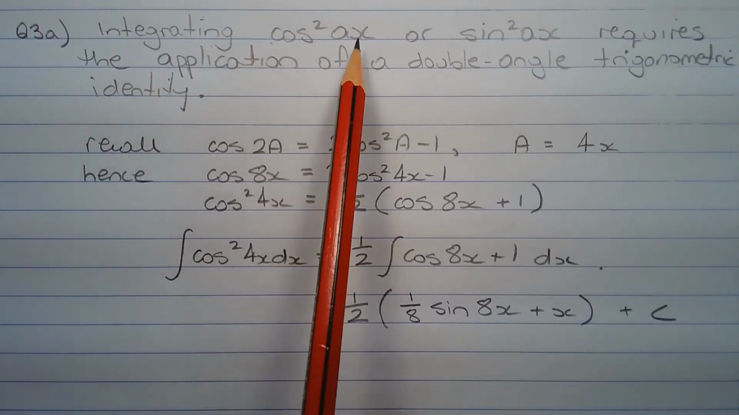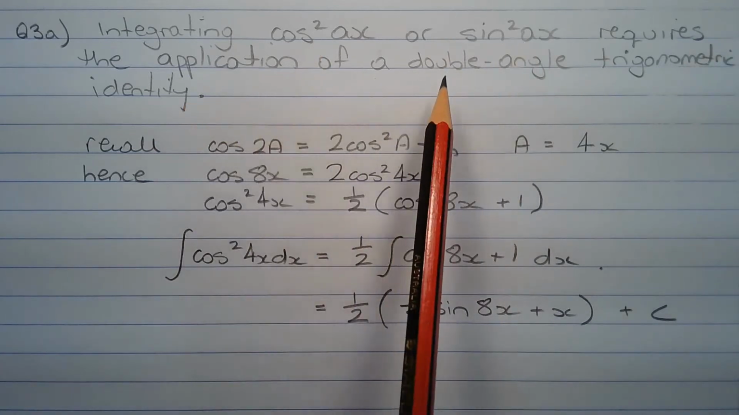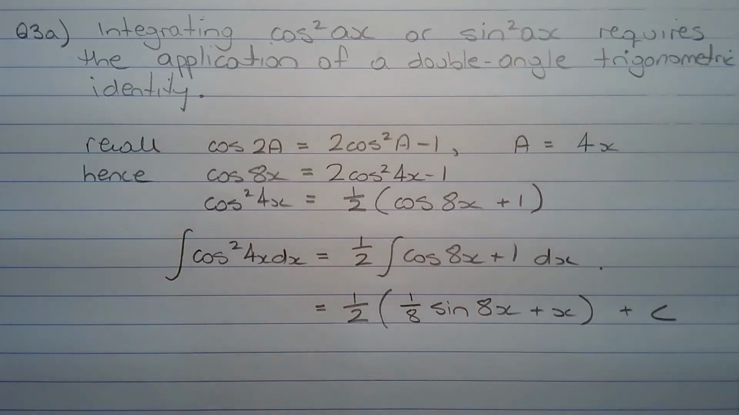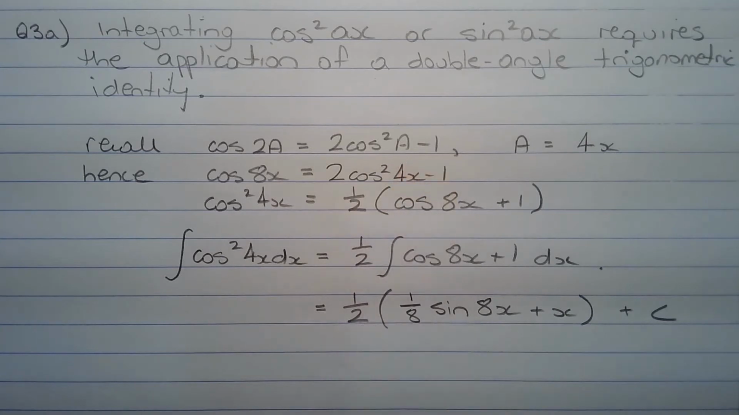Integrating cos² ax or sin² ax, where a is a constant, requires the application of a double angle trigonometric identity. Recall the double angle identity for cosine. Cos 2a is equal to 2 cos² a minus 1.